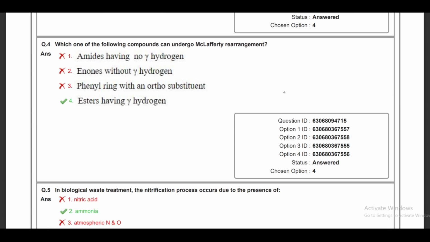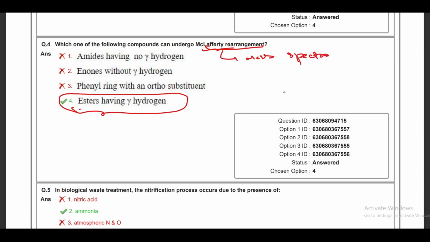In the next question, which one of the following compounds can undergo McLafferty rearrangement? The correct answer is esters having gamma hydrogen. So esters can undergo McLafferty rearrangement. What happens in McLafferty rearrangement? Actually, McLafferty rearrangement is a mass spectrometry fragmentation process.